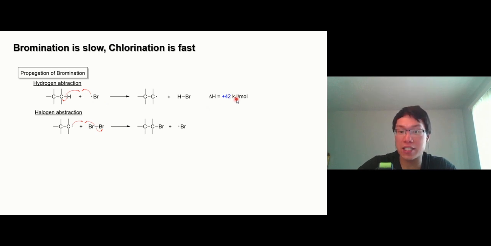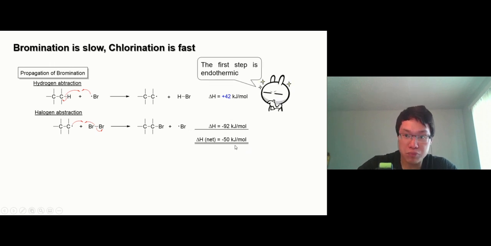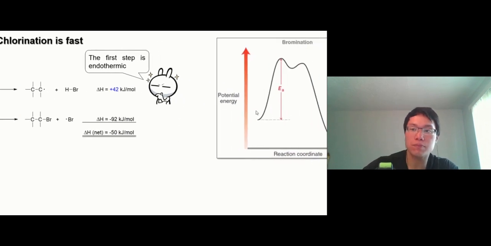It's non-spontaneous, the first step. But the second step is negative 92. If you sum it up, it's negative 50 kilojoules per mole. So overall, the bromination is spontaneous. Only the first step is endothermic, non-spontaneous.